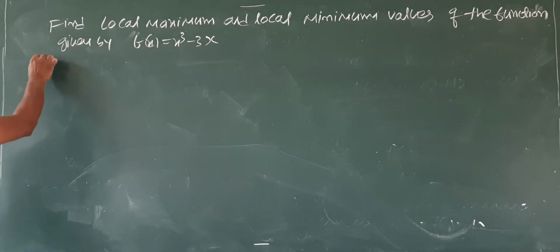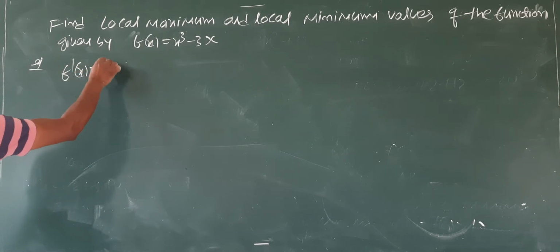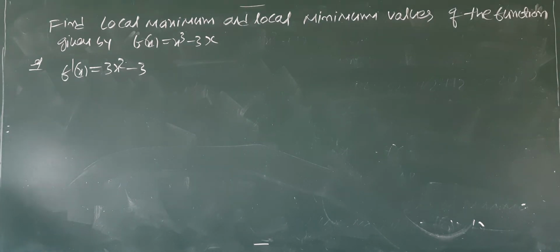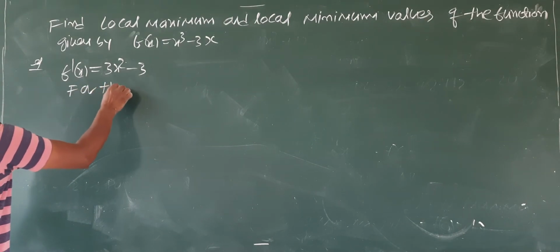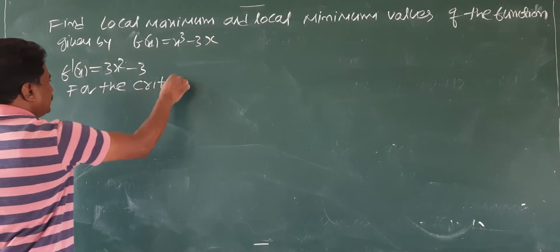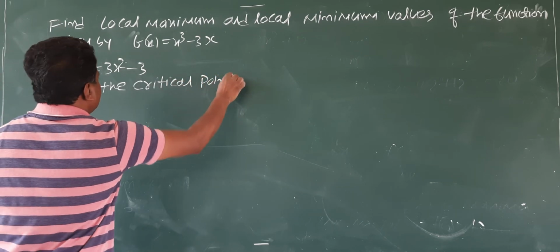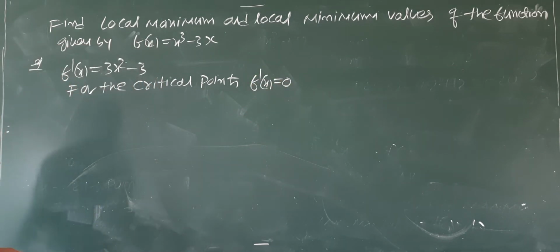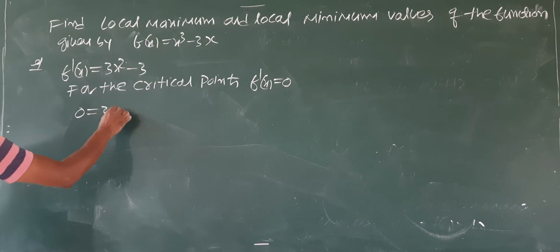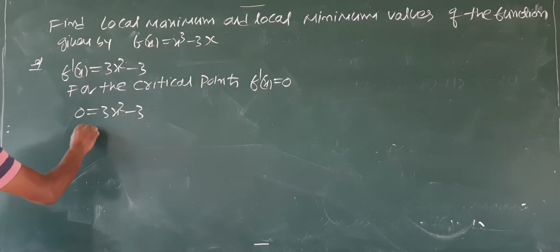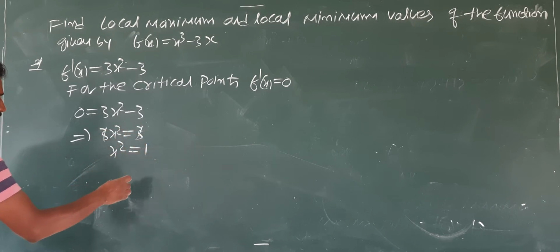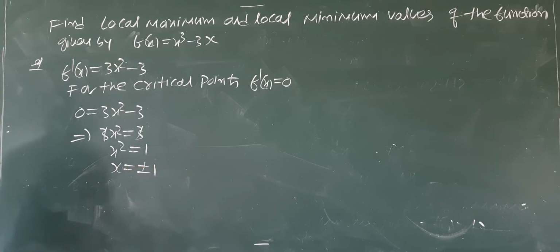So write the solution: f'(x) equals 3x square minus 3. Go for finding critical points. For the critical points, f'(x) is 0. Put f'(x) equals 0. So 0 equals 3x square minus 3. That implies 3x square equals 3. x square equals 1. x equals plus or minus 1.